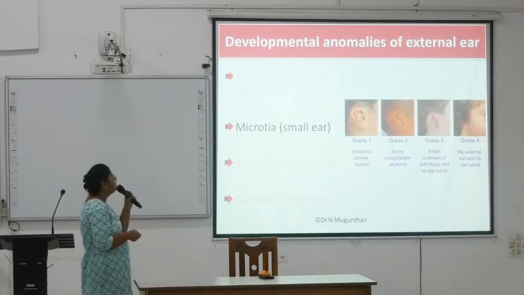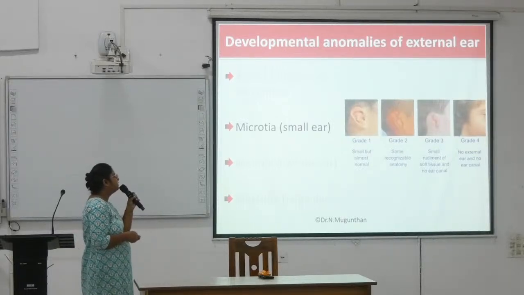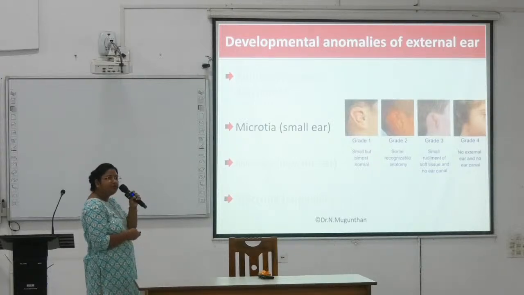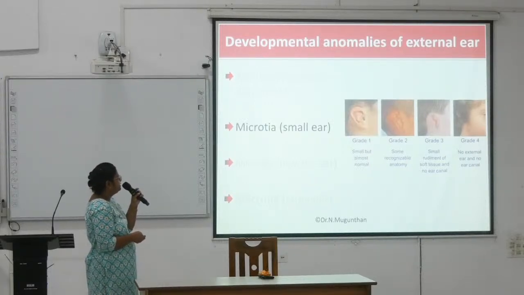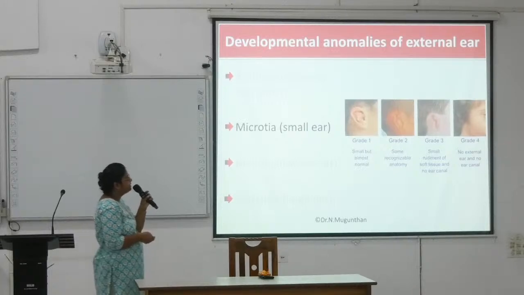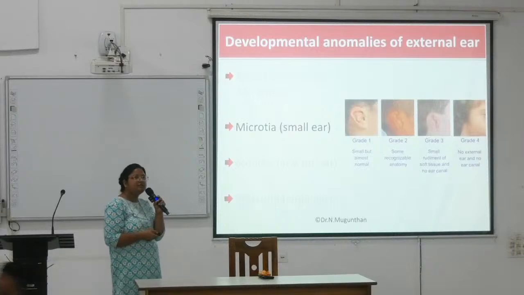Grade 1: it is small but almost normal. Grade 2: some recognizable anatomy, but the anatomy is abnormal. Grade 3: small rudiment of soft tissue and no ear canal; you can see no ear canal and a small rudiment of pinna. Grade 4: no external ear and no ear canal. The patient cannot hear, as sound will not enter.